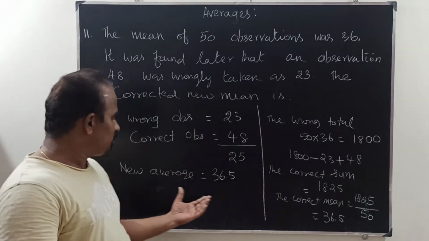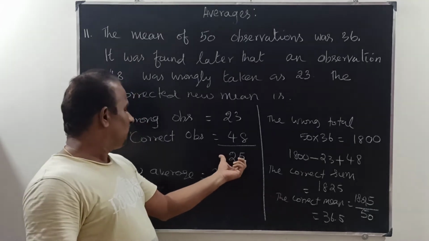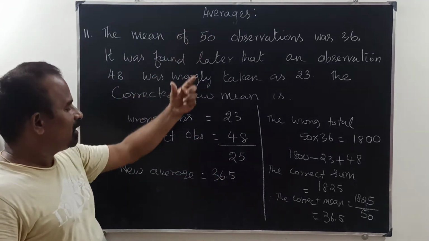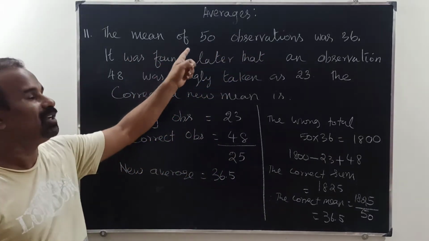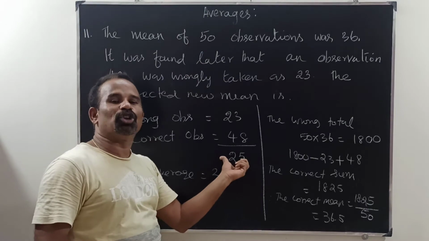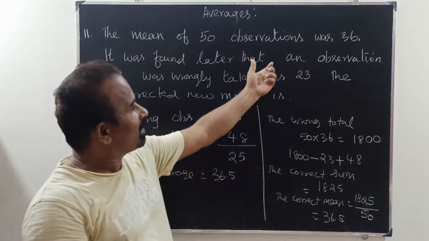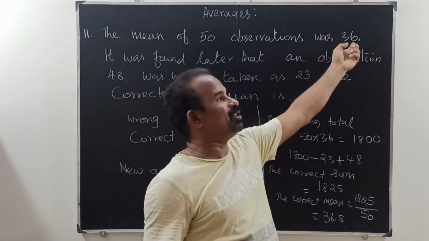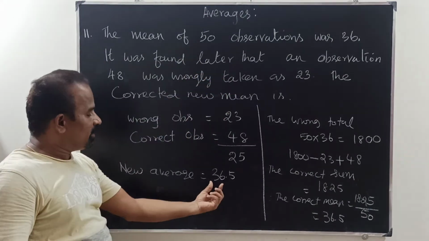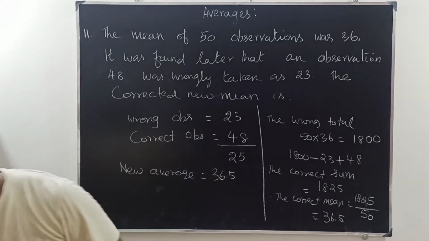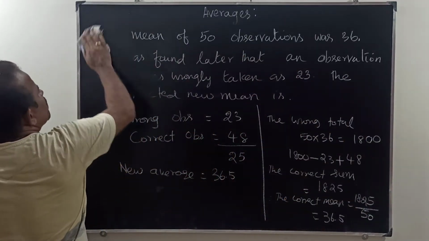This is the procedure, this is the concept. Because of this 25, you have to add this 25 in the total. That means in the average, the 25 is distributed to all 50 observations. So each observation gets 0.5 and is increased by 0.5. Already I said the average is also increased by 0.5. So by concept we can do it very easily. Therefore, the answer is 36.5. The next question is the 12th question.